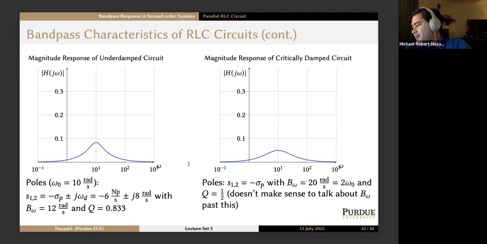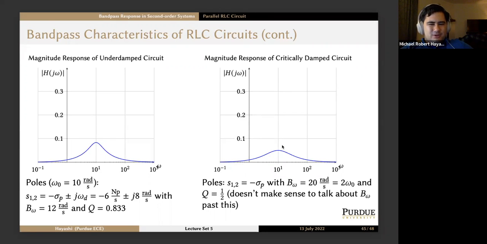And then as we go farther, we have the critically damped circuit. Its magnitude response looks like this. Still a little bit of a bandpass response. We'll say the bandwidth is now 20 radians per second, which is twice omega naught equals 10 radians per second, and the quality factor is 1/2. So this is a very, very low Q system. It doesn't even make sense to talk about bandwidth past this point if you lower the quality factor any more.